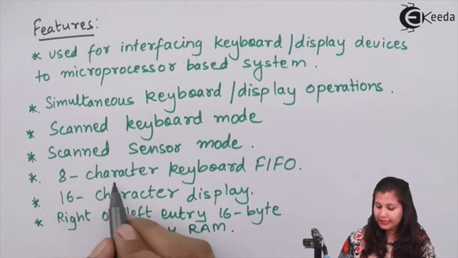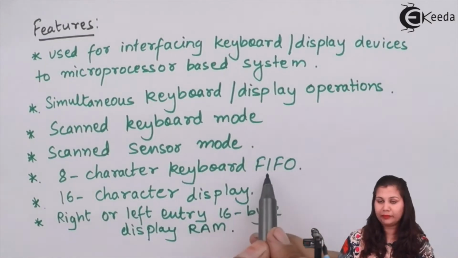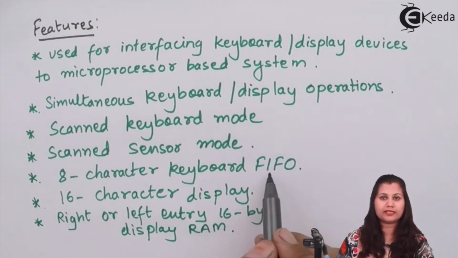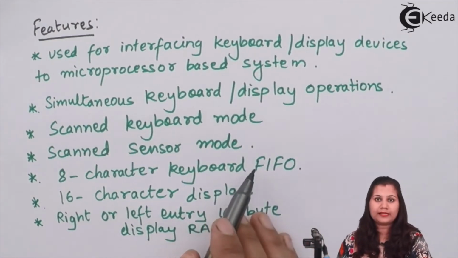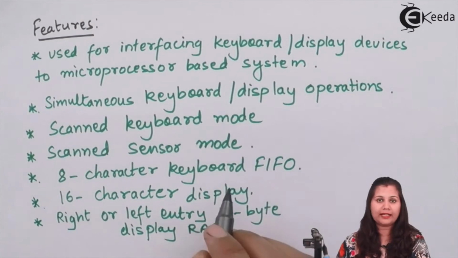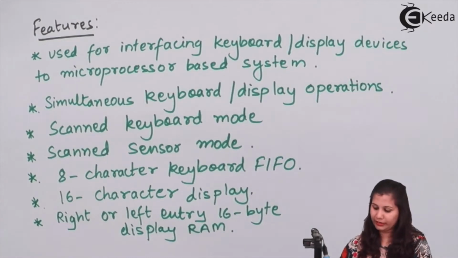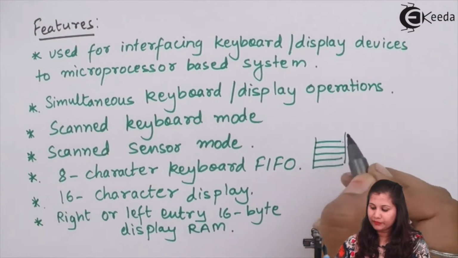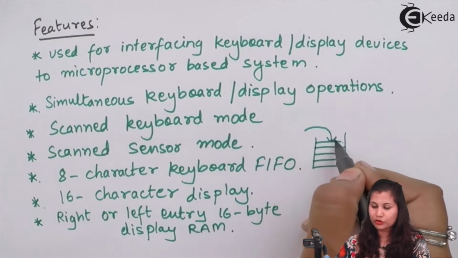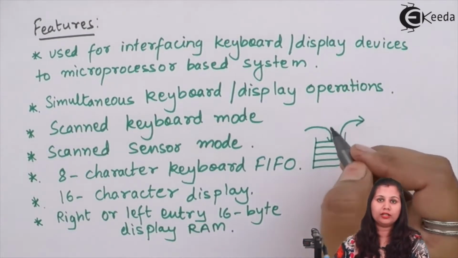Now, in the 8 character keyboard FIFO, the characteristic is that the characters will be stored in the RAM as first in first out. The first character that is put in the memory will be the first element to get out of the memory. That is first in first out. Suppose it is the memory, and the first element is stored here, then this first element will be the first to get out of the memory.